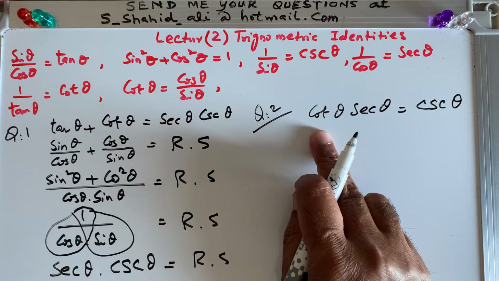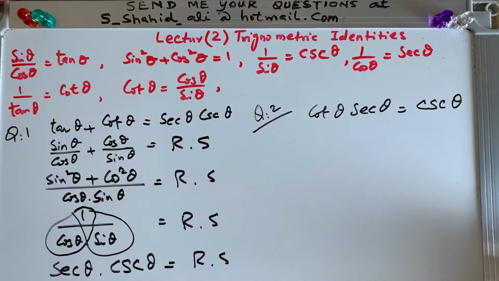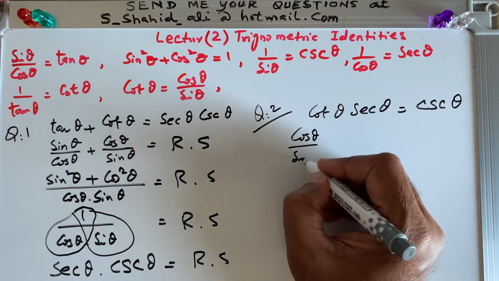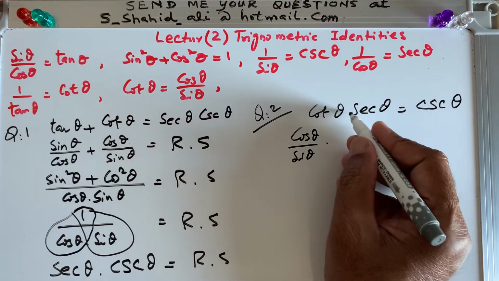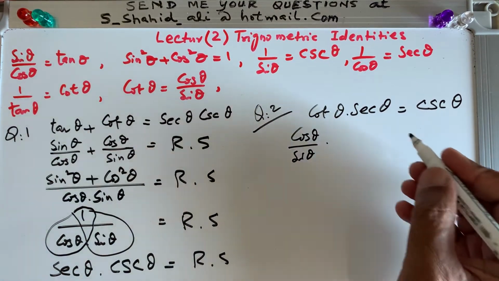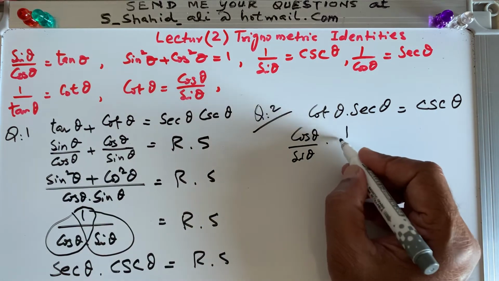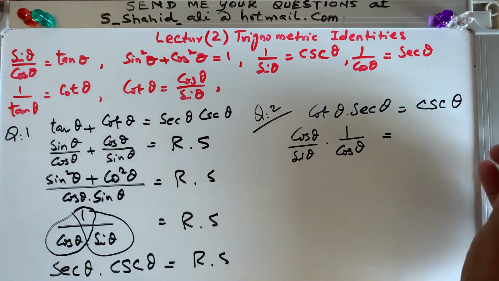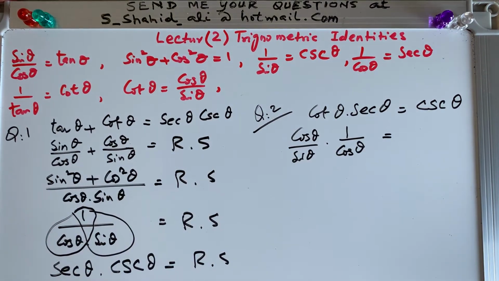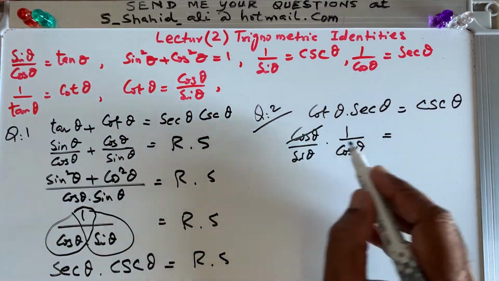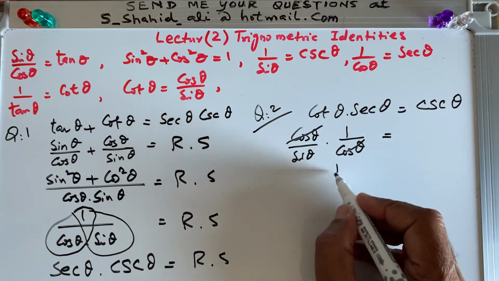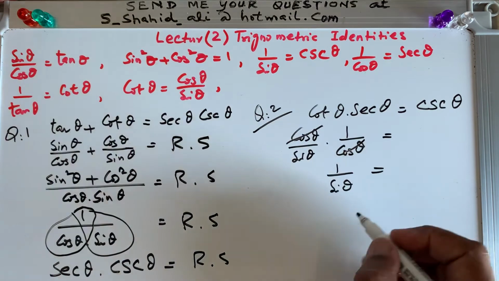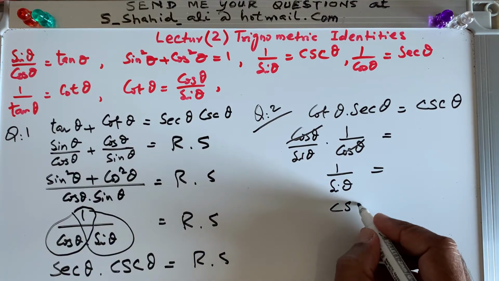So cot theta can be written as cos theta over sine theta, right? Dot in between is multiplication. Sec theta can be written as 1 over cos theta. And we have to prove that it is equal to cosecant theta. So now we can see that cos theta cancels. Now left over is 1 over sine theta. And 1 over sine theta, you can see that it is equal to cosecant theta.